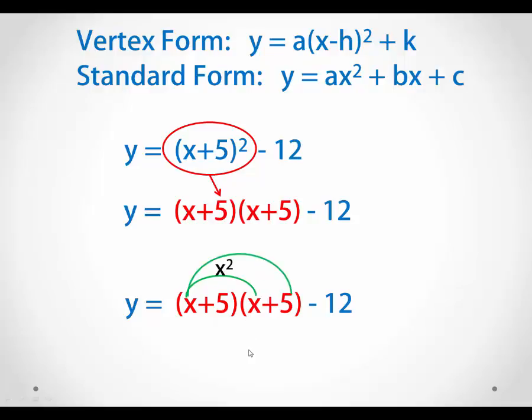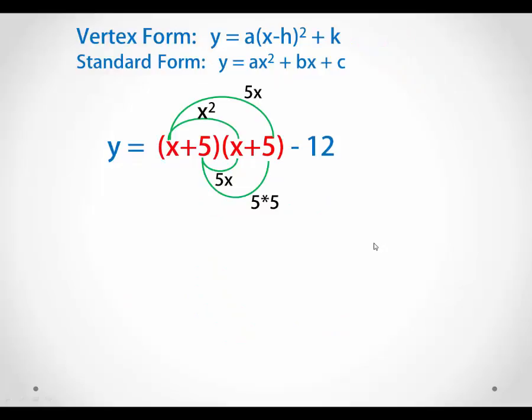Next we have x times 5, and in this case we're going to have 5x. Next we're going to have 5x again, and then the last step is 5 times 5, and that will allow us to get 25 as a result. So if you look at it, it's going to be x squared, which is x times x, and then x times 5. Then we have 5 times x, and then 5 times 5.